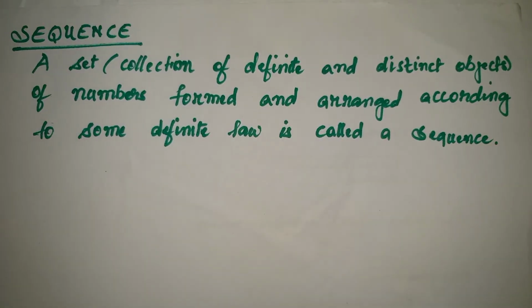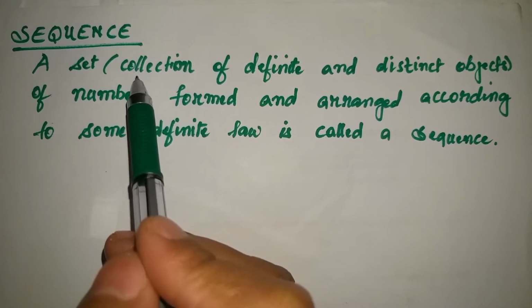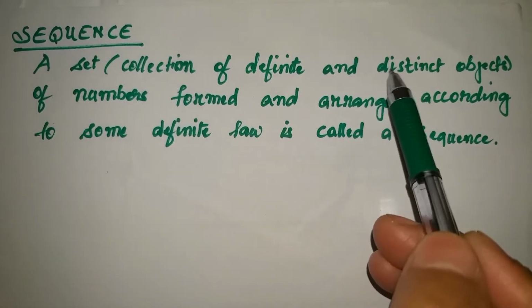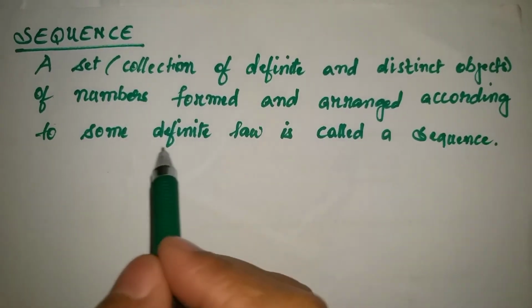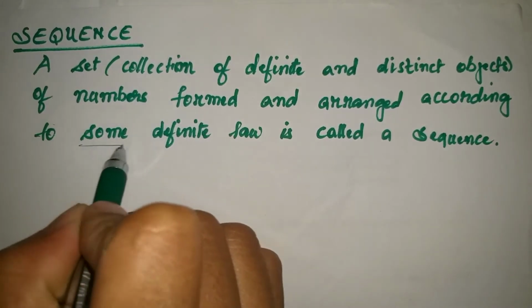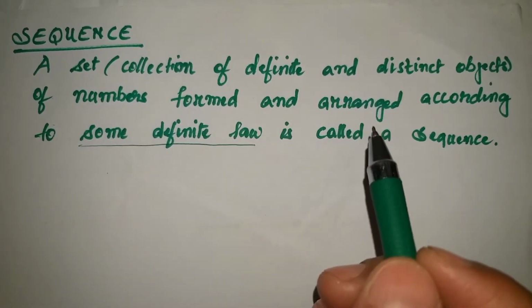Hello everyone. Today let us learn about a sequence. Let us first read out the definition of a sequence. A set, or sometimes it is called a collection, of definite and distinct objects or numbers formed and arranged according to some definite law is called a sequence. We have here some definite law. This is very important in defining a sequence.